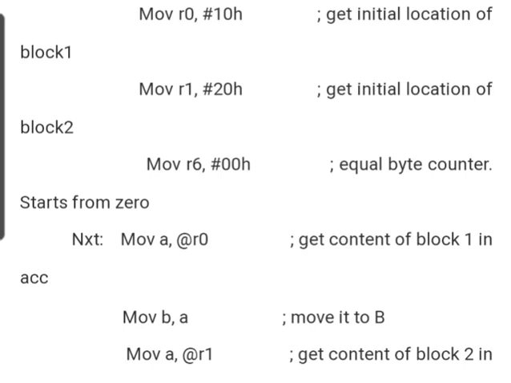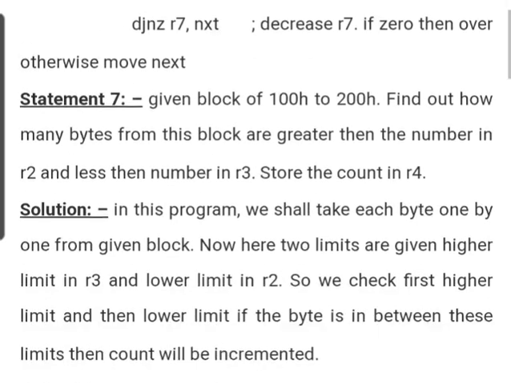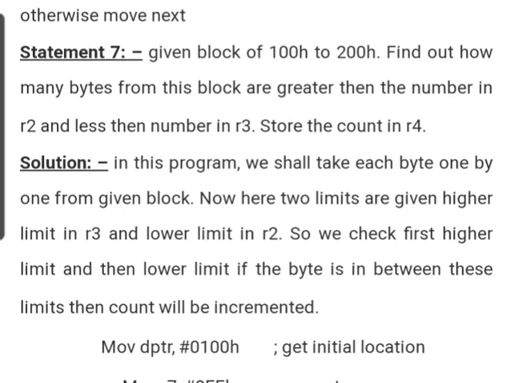So first we have to initialize the counter to 10D, then get the initial locations of block 1 and block 2, and the equal byte counter which starts from 0. Then get the contents of block 1 in the accumulator, and move these contents to B. Then get the contents of block 2 in the accumulator and compare both. If equal, then increment the counter, otherwise go for the next number, and so on.